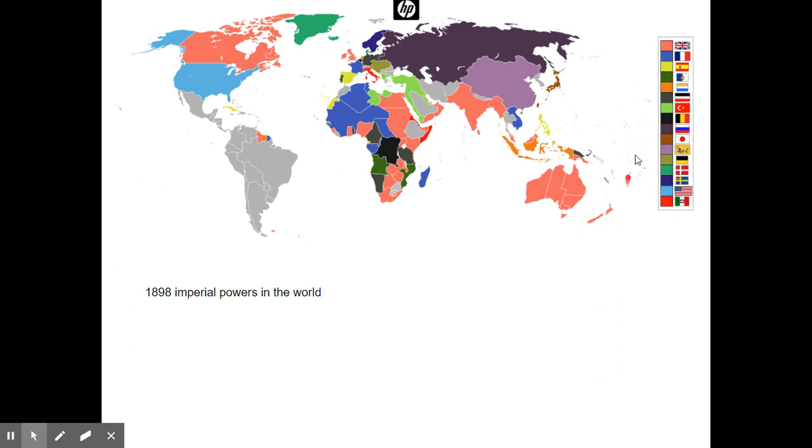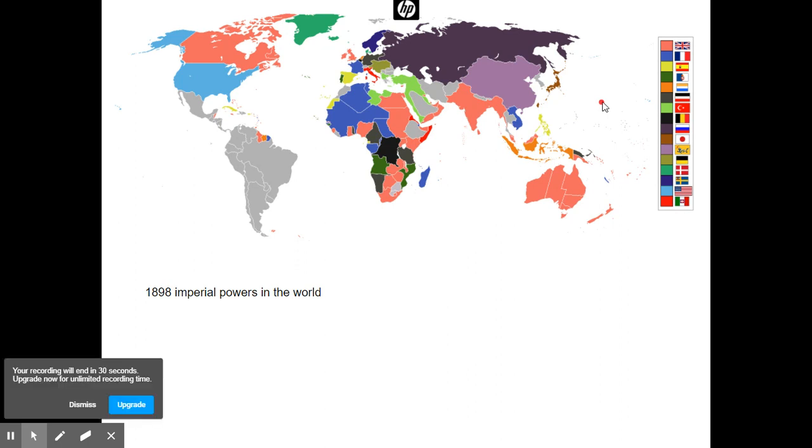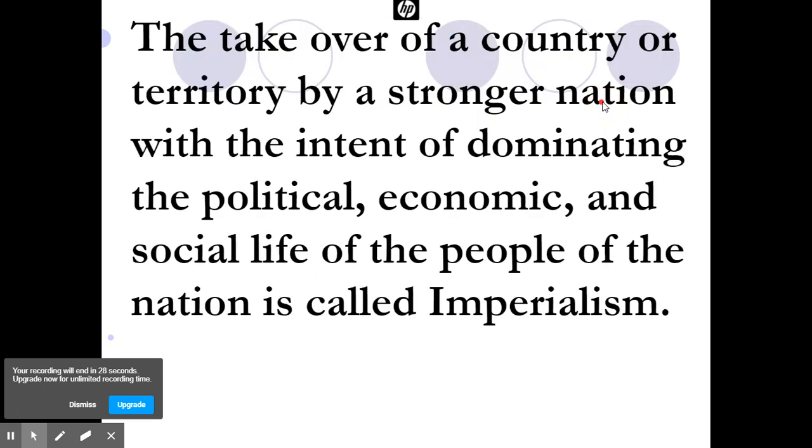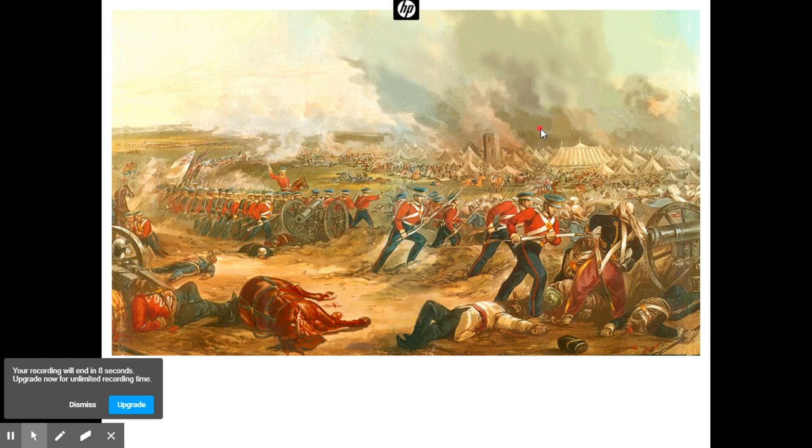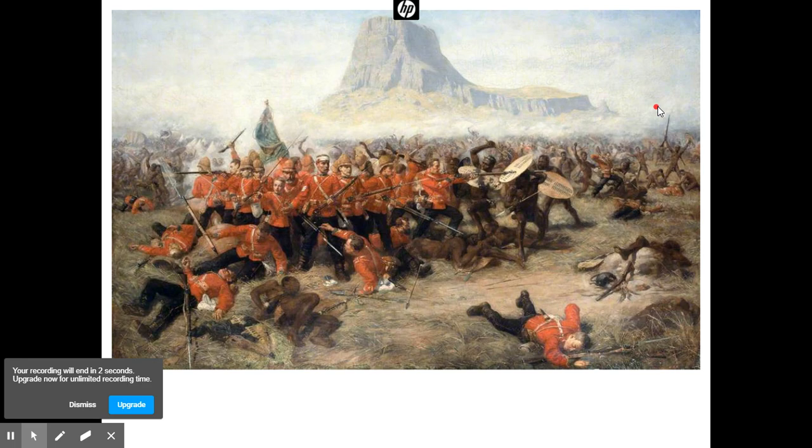And that's going to be a huge change. Most of the world is going to be colonized by 1898. That's because those European powers were able to go all over the world. It's basically when you have territory taken over by a stronger country. That's imperialism. This shows basically the advantages Europeans had. They had cannons and rifles, and they were fighting people on horseback with swords. Here's another picture. Basically, the Europeans would outgun people.